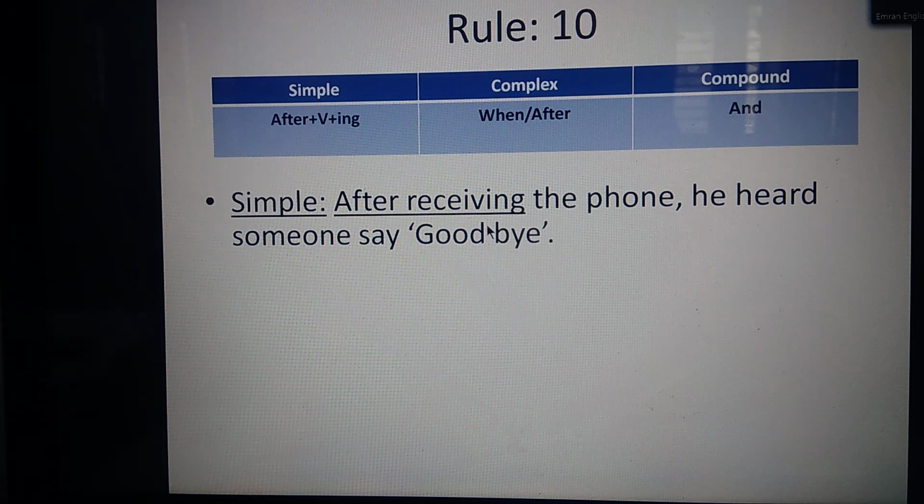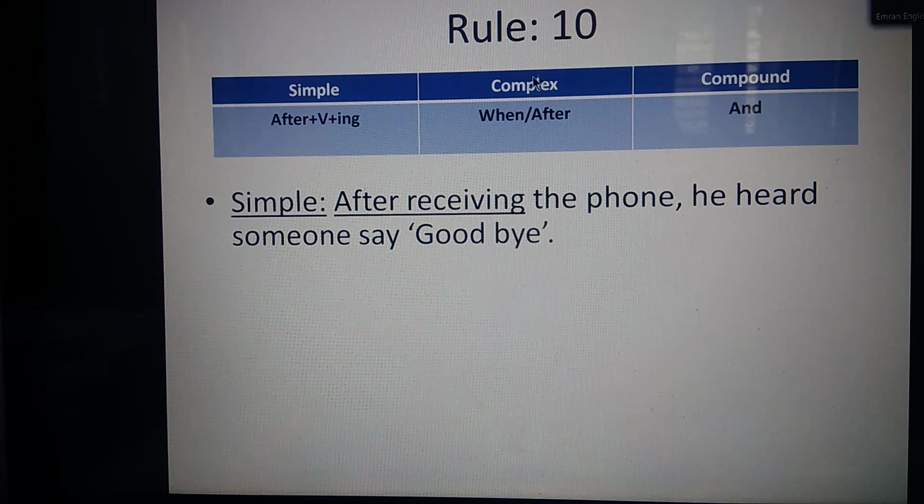So let us guess who is receiving the phone. Certainly the person from the main clause of the sentence, he. So let us take the subject he at the beginning of the clause. So it would be he received the phone. I used past tense because the main clause of the sentence is in the past. So he received the phone. Now we use the conjunction when or after. So when he received the phone, he heard someone say goodbye.